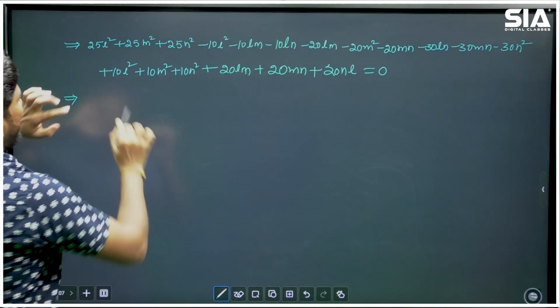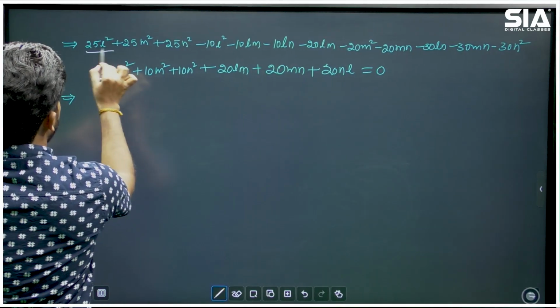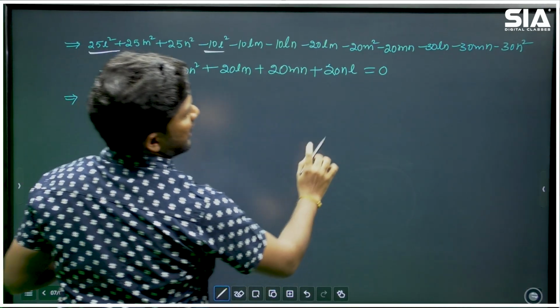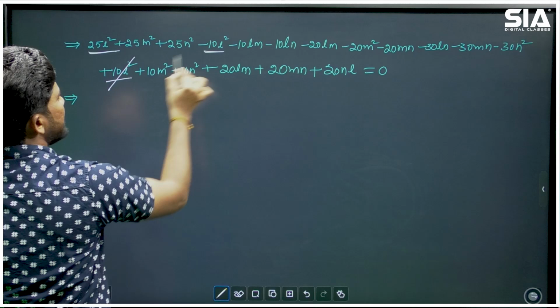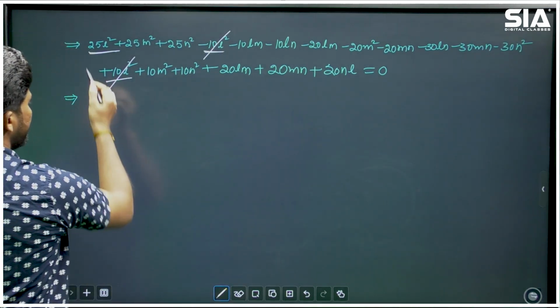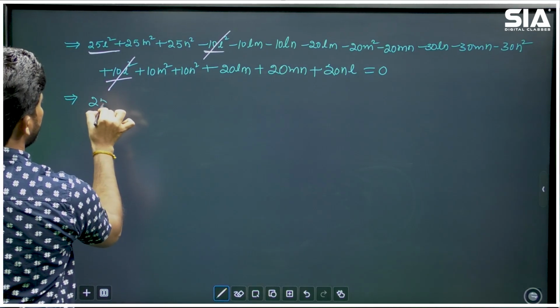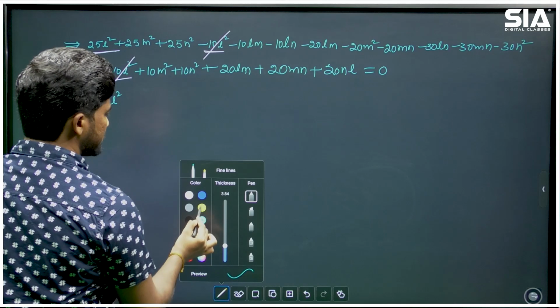Now, see, how many L squares are there? Let's cross check. Here 25 L square minus 10 L square, and any more L square value here? Yes, plus 10 L square. Minus 10 L square and plus 10 L square are the same, so we can cancel them. Then write down the remaining value here. What is the remaining value? 25 L square. Now come to the M square values. What is the M square value?